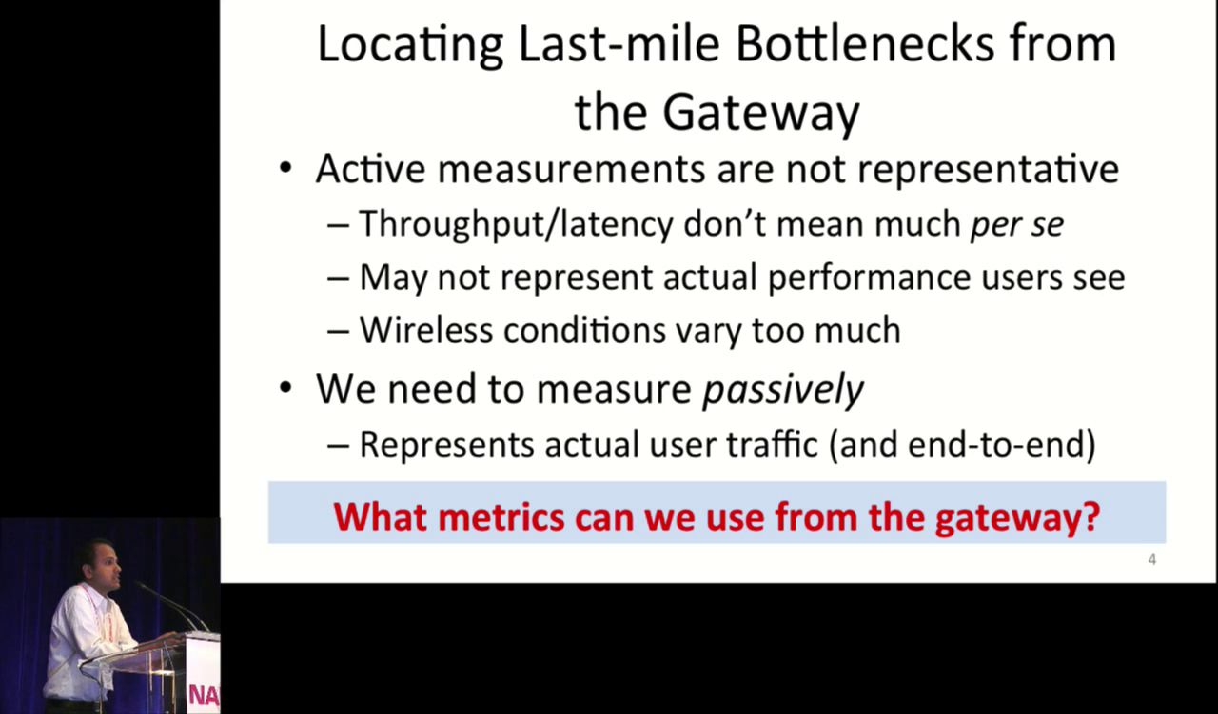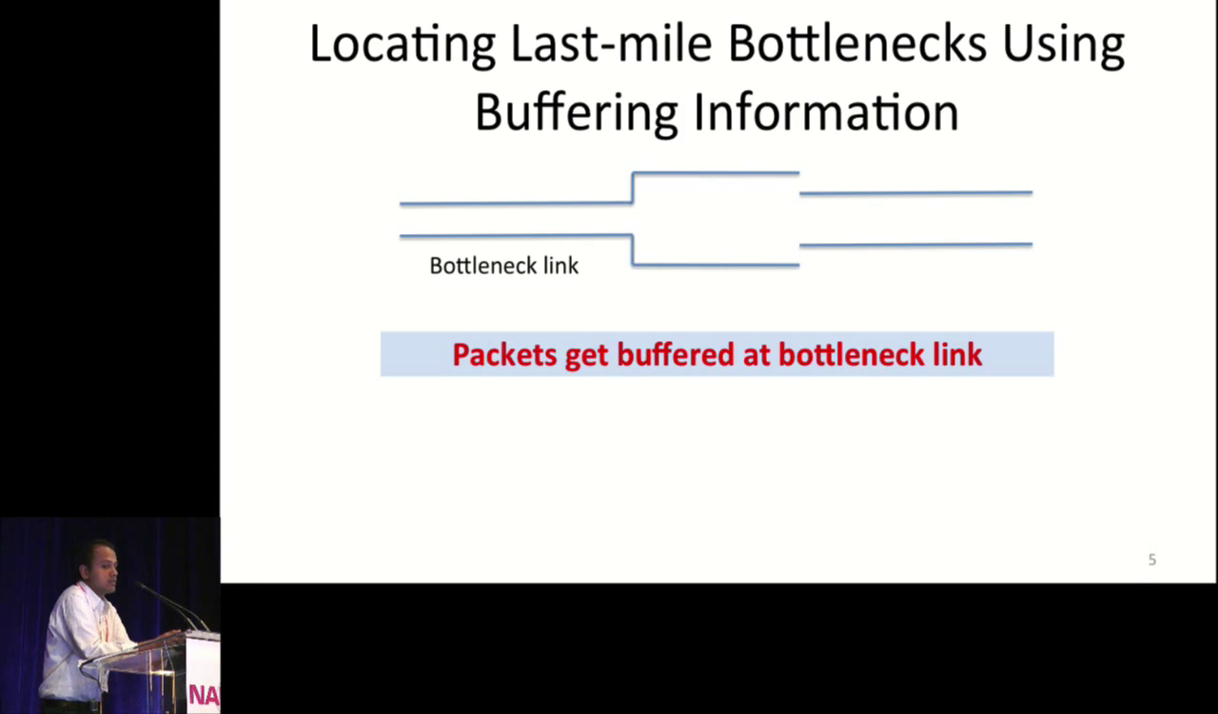So, what metrics can we use from the gateway that can help us answer this question? We use a very simple intuition based on how bottleneck buffers work. The intuition is that packets get buffered at the bottleneck link. Here's a simple illustration of how a bottleneck link works. You have packets coming in from a non-bottleneck link at a rate faster than the bottleneck link can handle. And so the packets build up at the head of the bottleneck link.